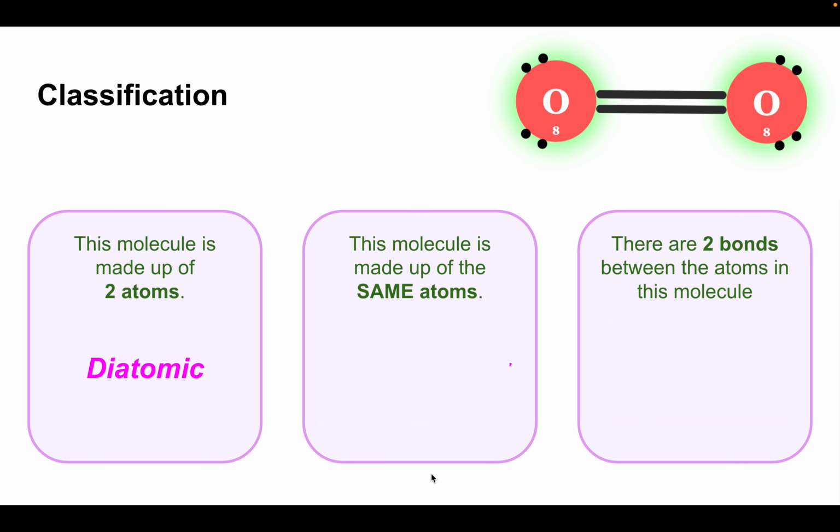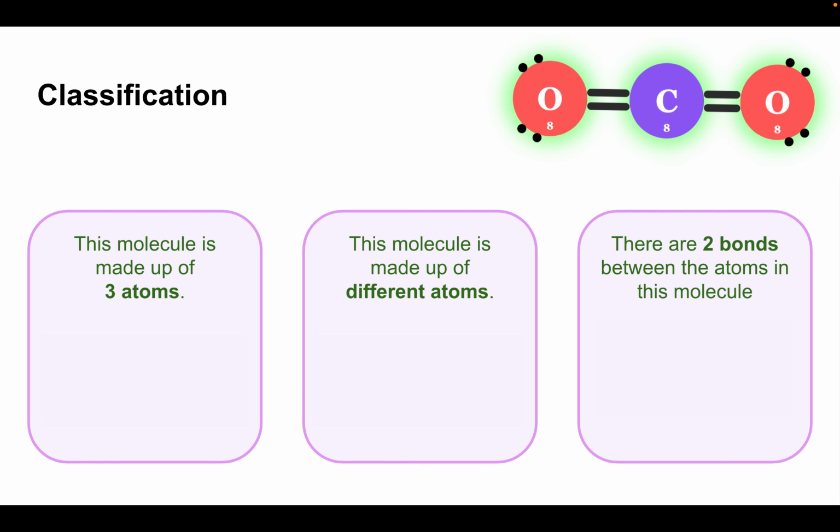All right, this molecule is made up of the same atoms. We call this homonuclear. If you remember from our unit on matter, when we did homogeneous mixtures, homo means the same. And then nuclear, in this case, we are talking about the nucleus of the atom, which is where we would figure out what element the atom is. So, same element, homonuclear. And finally, there are 2 bonds between the atoms in this molecule. We would call that a double bond.